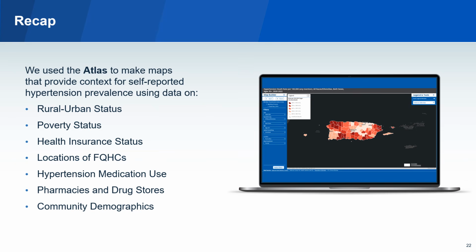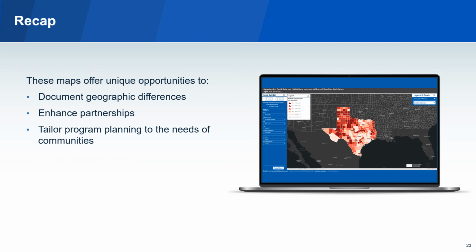To recap, using the Atlas, we made maps that display the prevalence of hypertension by county and census tract, rural-urban status, poverty status, health insurance status, FQHC locations, hypertension medication use, pharmacies and drugstores, and community demographics. Maps like these can be used to document geographic differences in your communities, enhance partnerships both within your organization and with other organizations, and tailor program planning to the needs of your community.